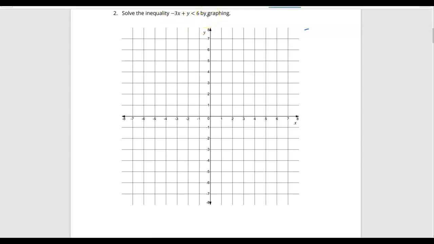So again, we start with negative 3x plus y less than 6, that's a given. And then we transpose this to the other side, so we have y on one side. On our left side, we only have y, and then we copy the inequality symbol. And then we have 3x plus 6. We do that by adding 3x on both sides of the inequality. So now we have y and then mx plus b on the other side. Now to solve this, we will first have to graph the line y equals 3x plus 6.